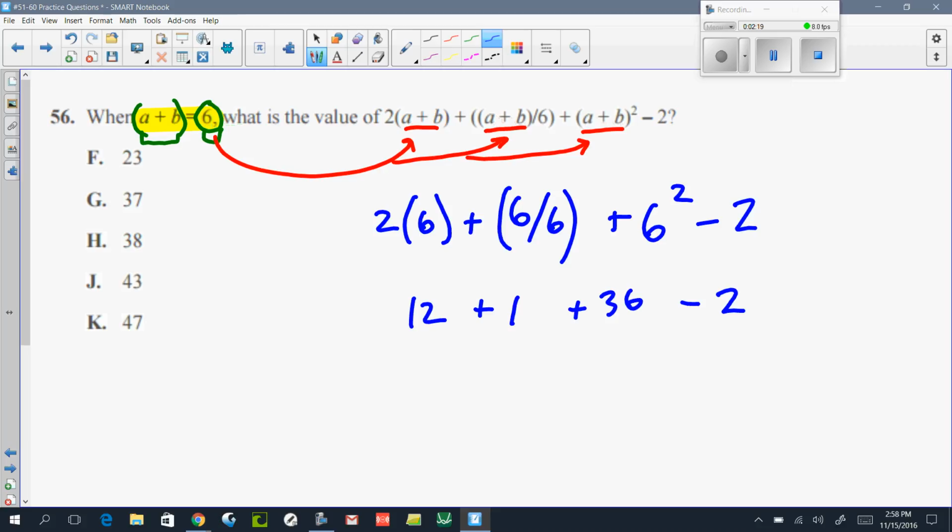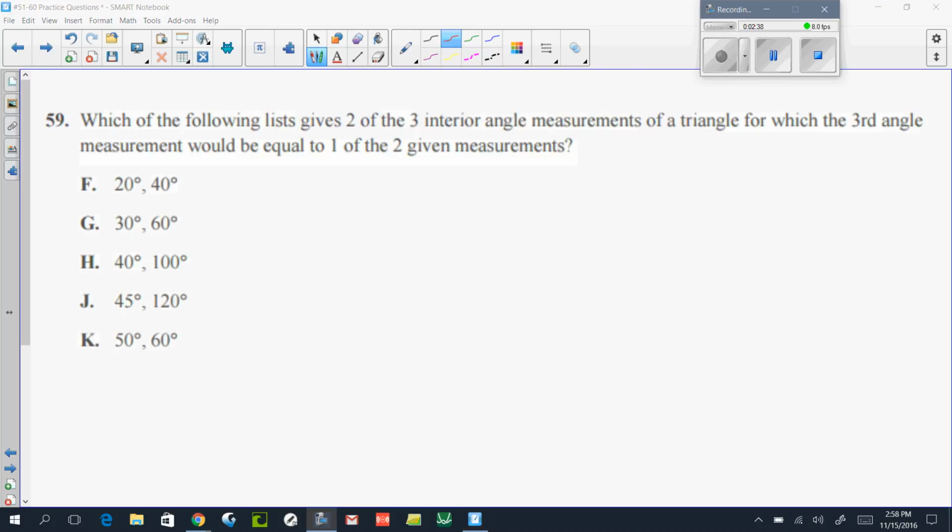And when you take 12 plus 1 plus 36 minus 2, you end up with 47. K is the correct answer. So just a substitution problem. Remember that equal signs mean they're the same, and if they're the same, they are replaceable. So we simply took a plus b and replaced it with 6.